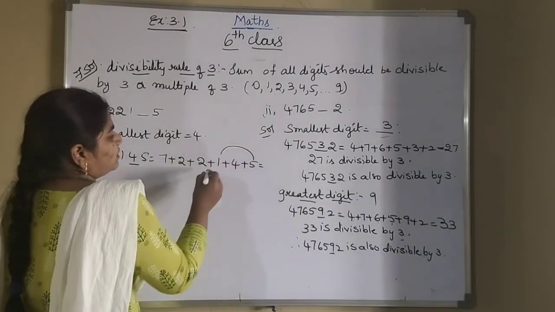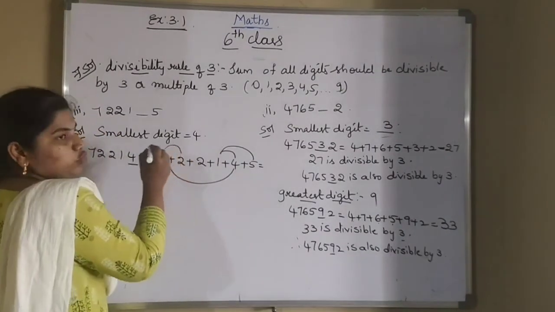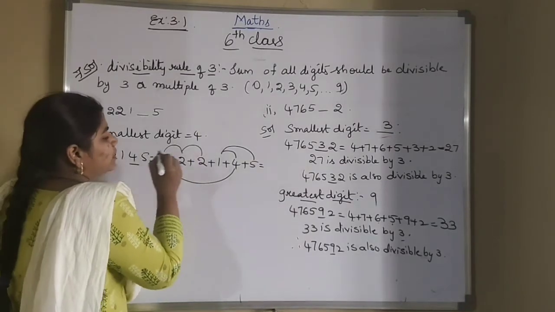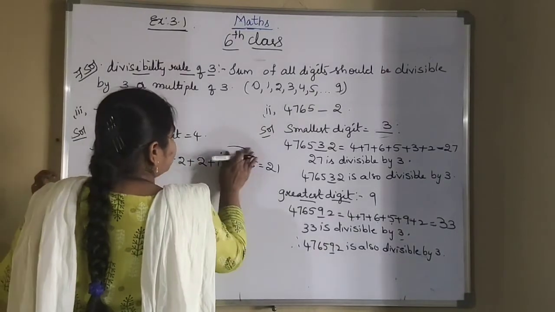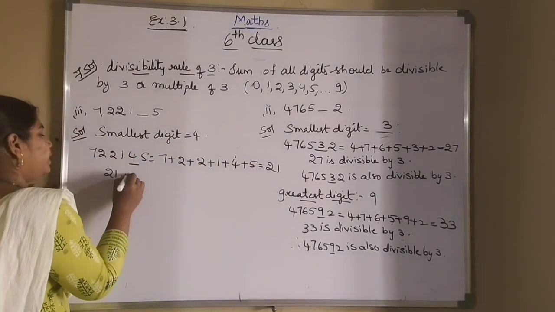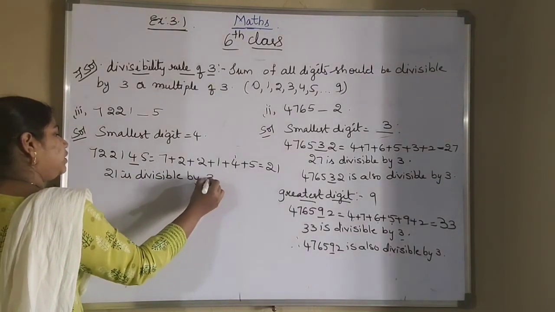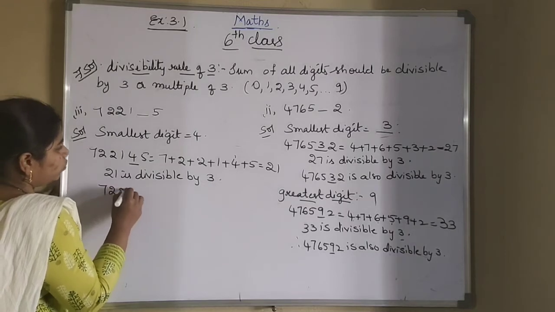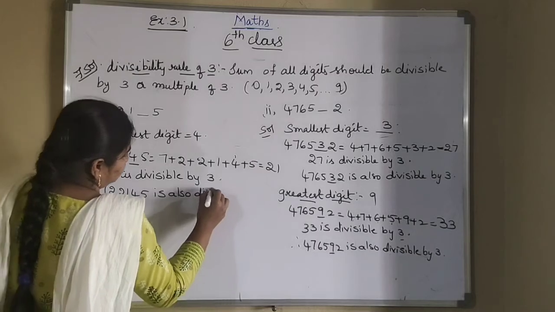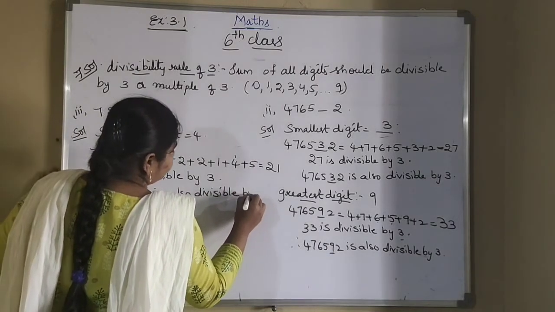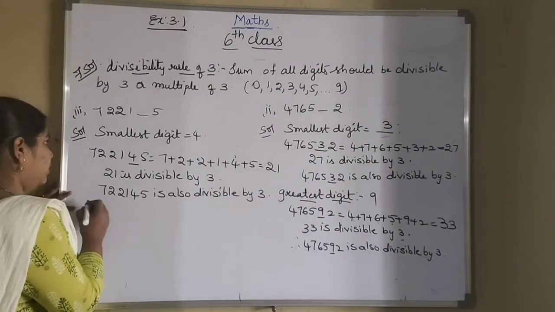5 plus 1 is 6. 6 plus 4 is 10. 10 plus 7 is 17. 17 plus 2 is 19. 19 plus 2 is 21. So 21 is a multiple of 3, so it is divisible. 21 is divisible by 3, so 7, 2, 2, 1, 4, 5 is also divisible by 3. Okay. Now we have to find the greatest digit.